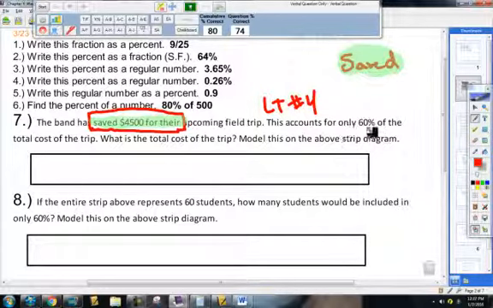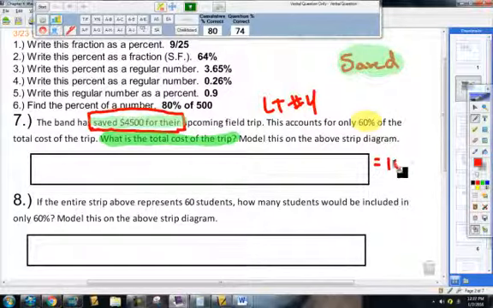This accounts for only 60% of the total cost. Do you guys think that's important? Yeah. Obviously. The percent's always important. Now it says, what is the total cost of the field trip? Do you think that's important? Yes. Okay, so that's what I would call the real information. So that's obviously important. That's the question it's asking. We want to somehow, from the strip diagram, figure out how much their trip costs in total. Now, what do I know about this strip diagram right away? What's the first thing that I should know about it right away? Yes?